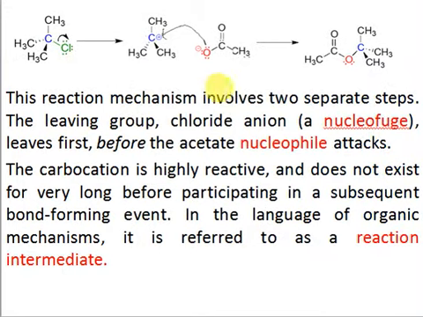So these reaction mechanisms involve two steps, right? In the first step, the leaving group is leaving in the form of a nucleophile. And in the next step, the acetate ion is attacking the carbocation.